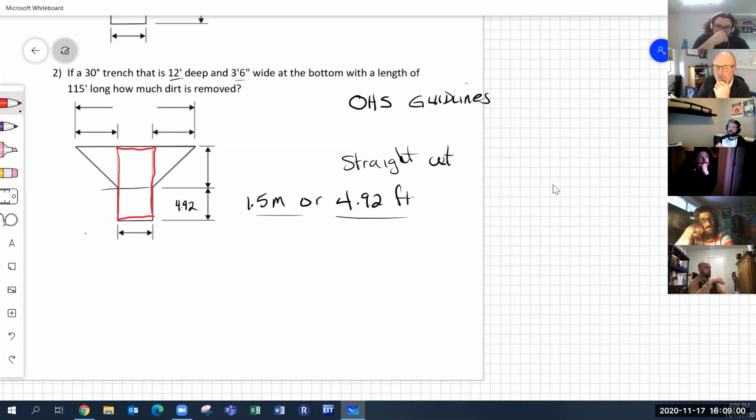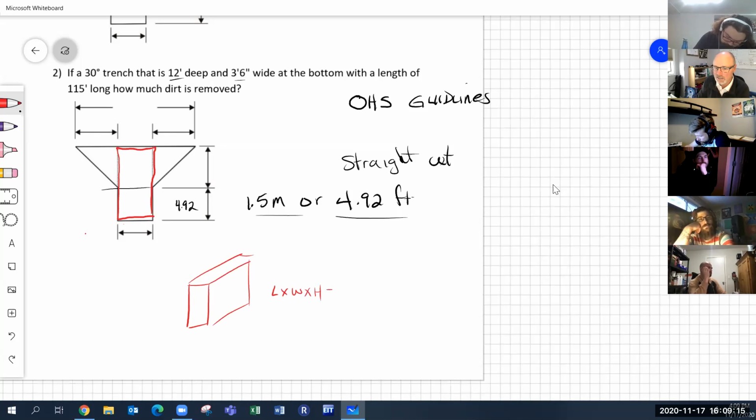Okay, right there. I'm going to solve for that. So if I put that down here, this is what it looks like, right? This is just a straight rectangular box. I know how to calculate length times width times height. Do I not? It is equal to the volume of that rectangular box. So I just need my variables.